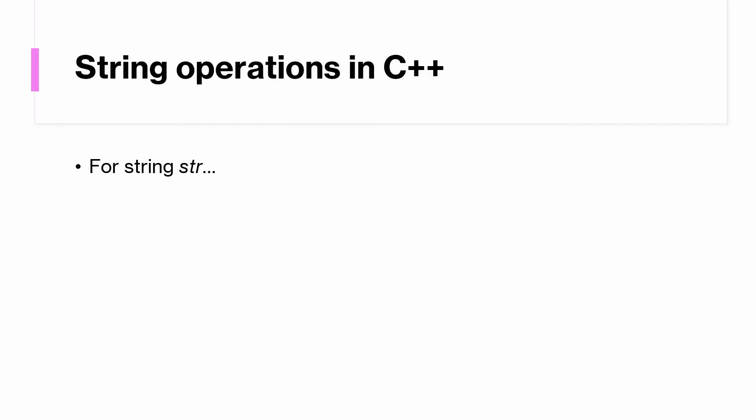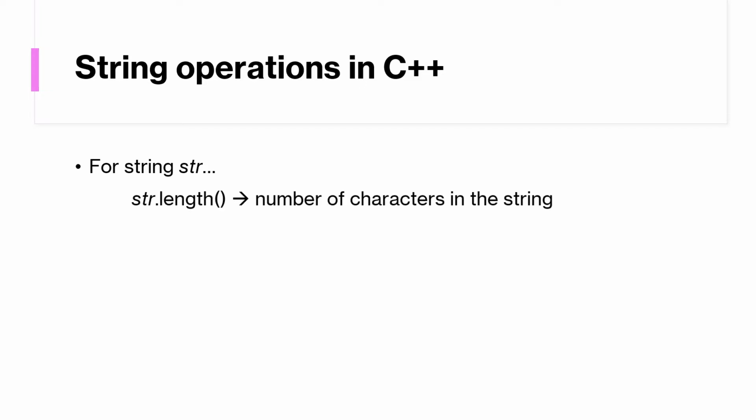All right, some things we need to know to be able to do this. Some things we need to know are basic string operations in C++. This is probably the thing that varies most from one programming language to another, is how you handle strings. So for a string that we've named str, str.length with parentheses after it is going to give you the number of characters in the string, or the length of the string. And str at square brackets with an i enclosed is going to give you the i plus 1th character in the string.